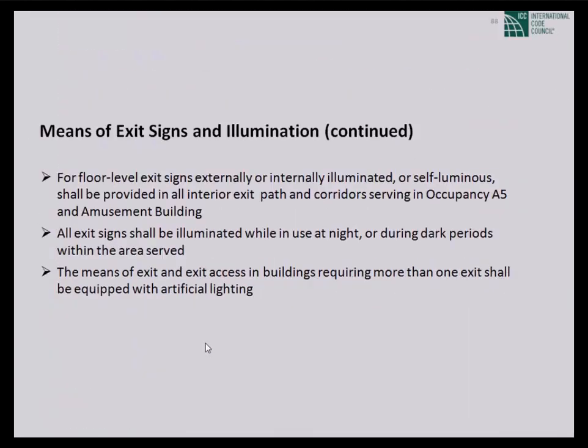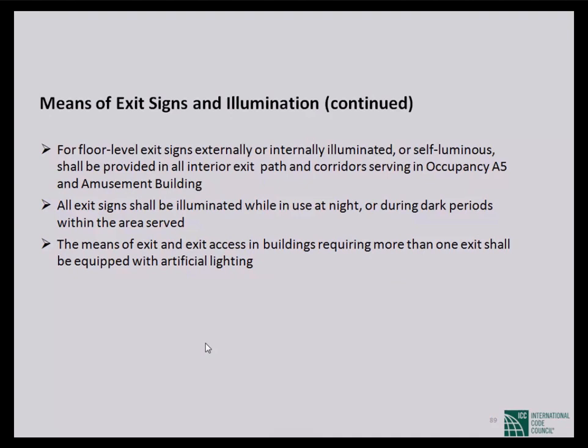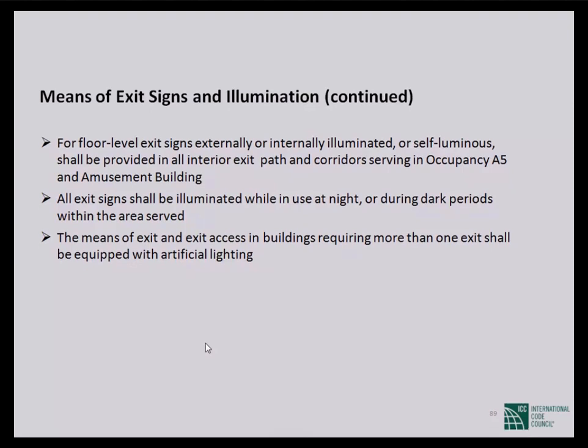This is the final item, illumination. You have to be careful. All exits should be illuminated by light. Two lights: one is the main light, another is on the second power. So two lights operated by two power sources.